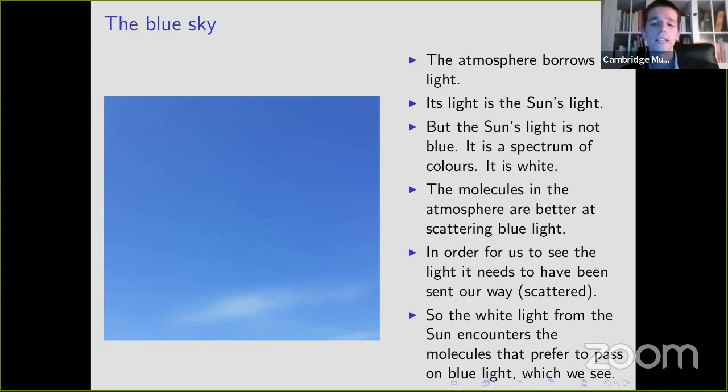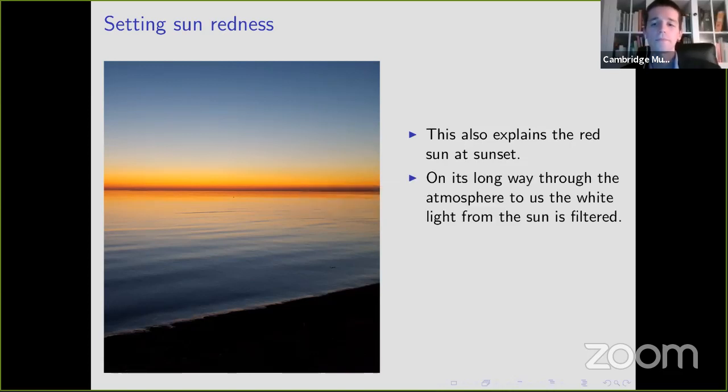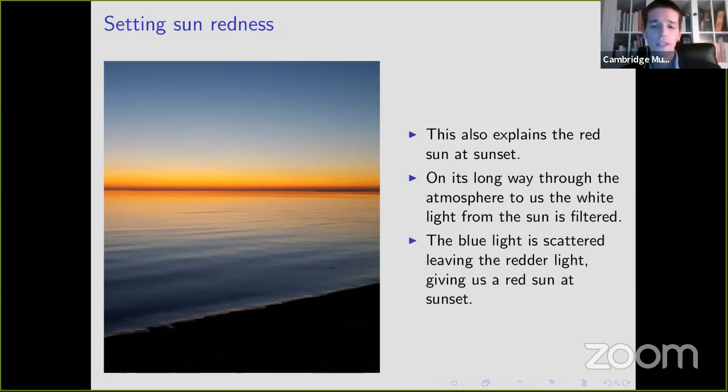This also explains the red sun at sunset. On its long way through the atmosphere to us, the white light from the sun is filtered. The blue light is scattered, leaving us only the redder light, giving us a red sun at sunset.